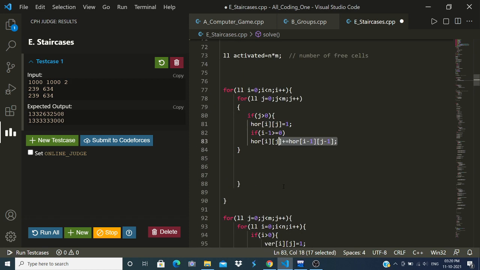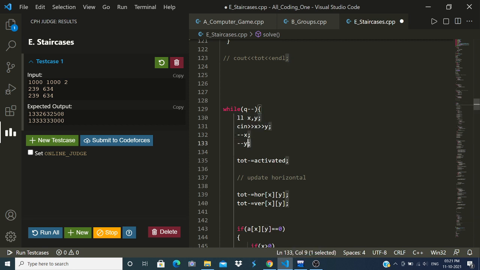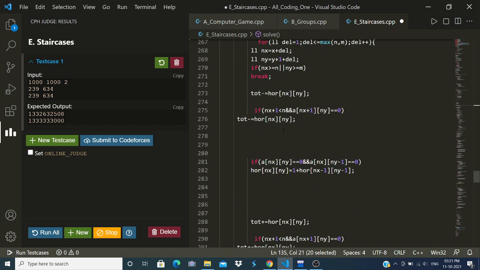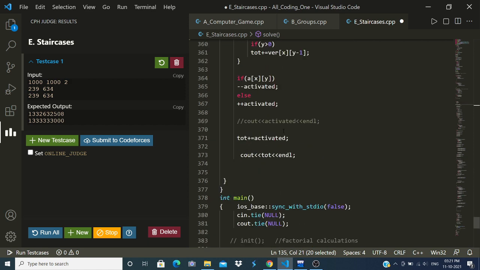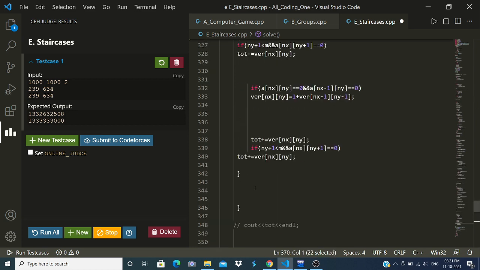So as you can see, I have taken the queries, taken x and y, decremented x and y just to have them in zero based indexing, and then I simply subtracted the number of free cells, because at the end I have added it back, because activated cells can be maintained very easily. Number of free cells are easier to maintain. We just need to keep checking whether the cell was changed from free to dead or dead to free, right? So depending on that, we just add at the end total plus activated, right?